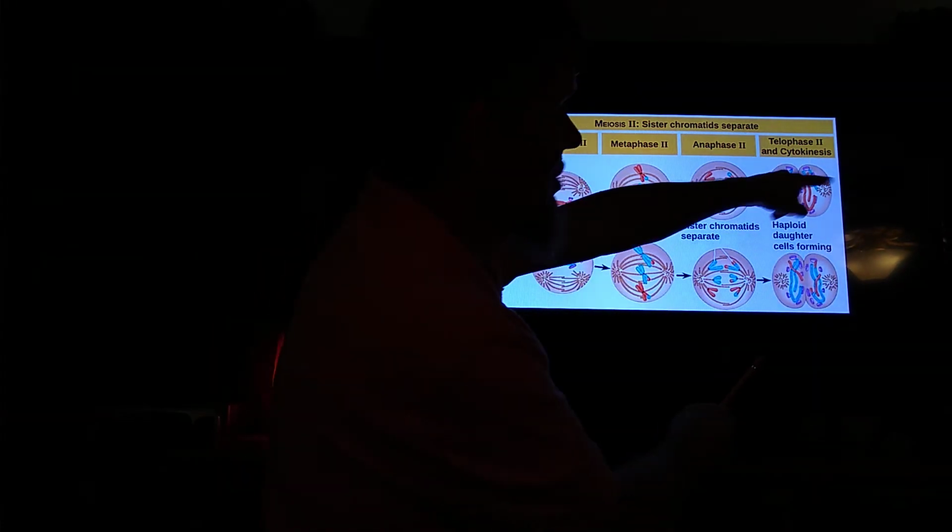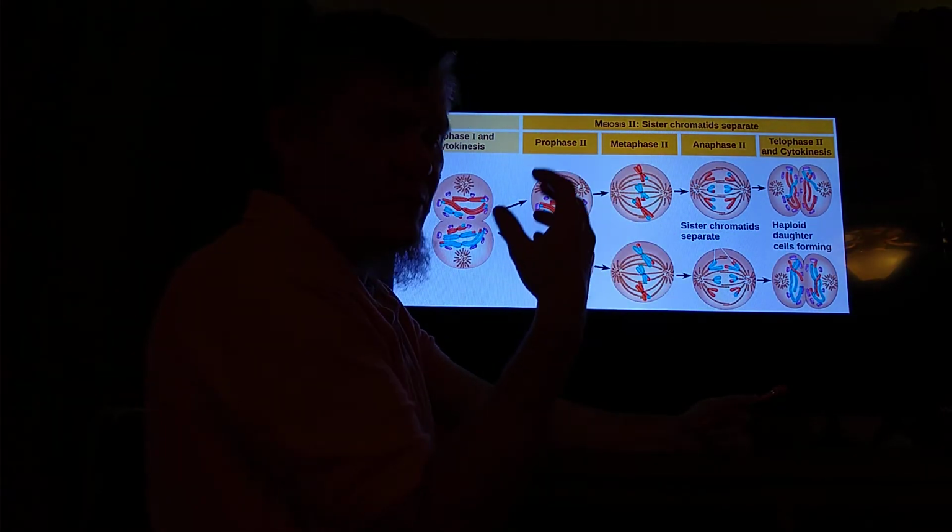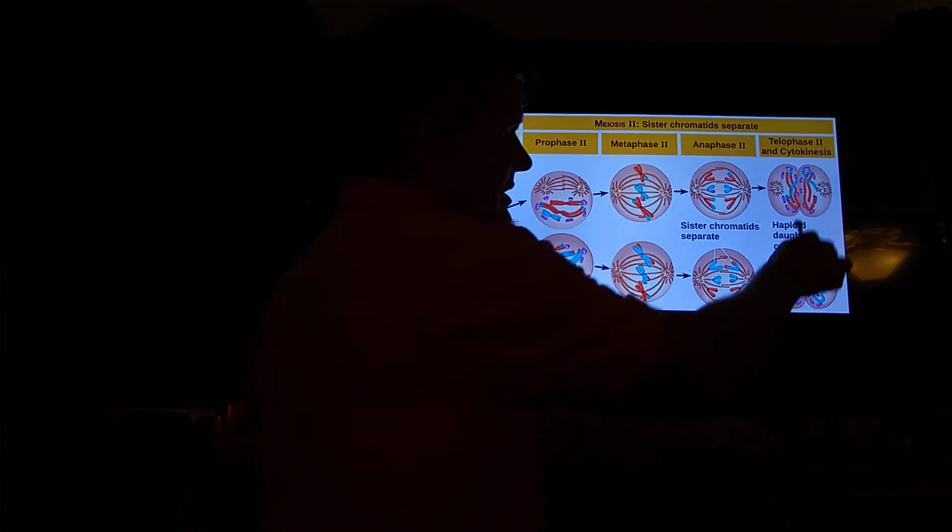We have not quite finished cytokinesis in this particular picture. There are still technically 2 cells. They will become 4 cells once they finish.